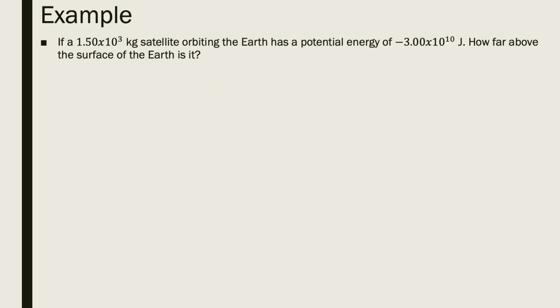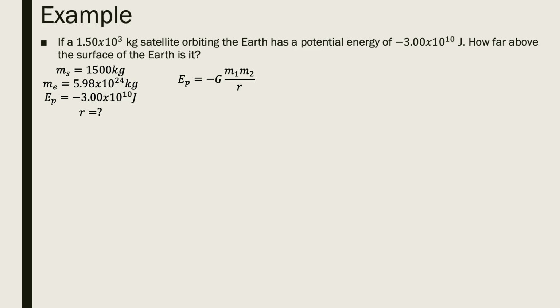Okay, next example. If we have a 1.5 times 10 to the 3 kilogram satellite orbiting the Earth with a potential energy of negative 3 times 10 to the 10 joules, how far above the surface of Earth is it? So we know the mass of the satellite is 1,500 kilograms. The mass of Earth is 5.98 times 10 to the 24 kilograms. Our gravitational potential energy is negative 3 times 10 to the 10 joules, and we're solving for r.